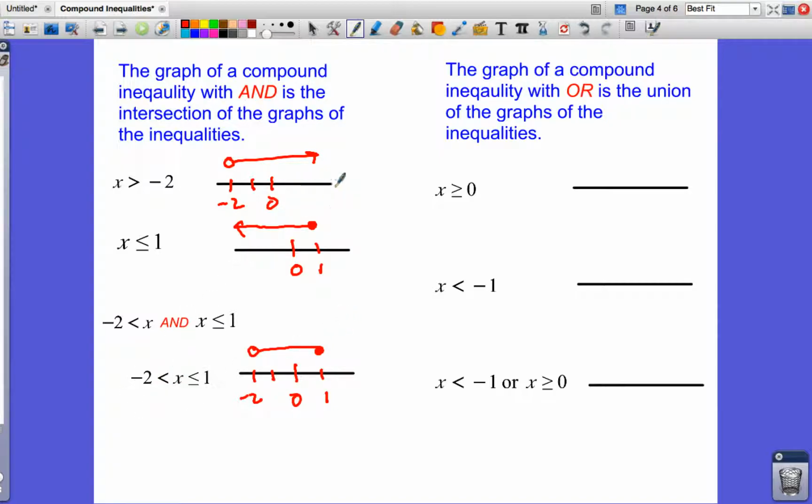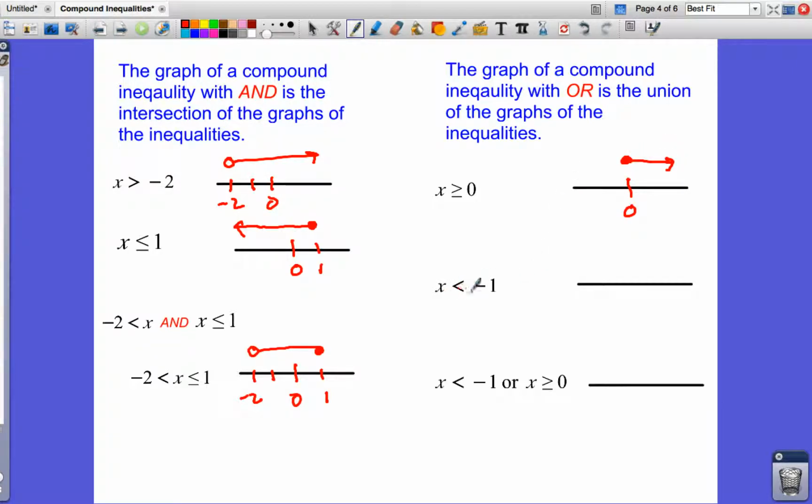Okay, that's what we've been doing. Sometimes we'll see inequalities where we have the word OR in between them, and that is actually the union of the graphs of the inequalities. So here's what I mean by that. If I have the graph x is greater than or equal to 0, well, here's 0, x is greater than or equal to, here's my graph.